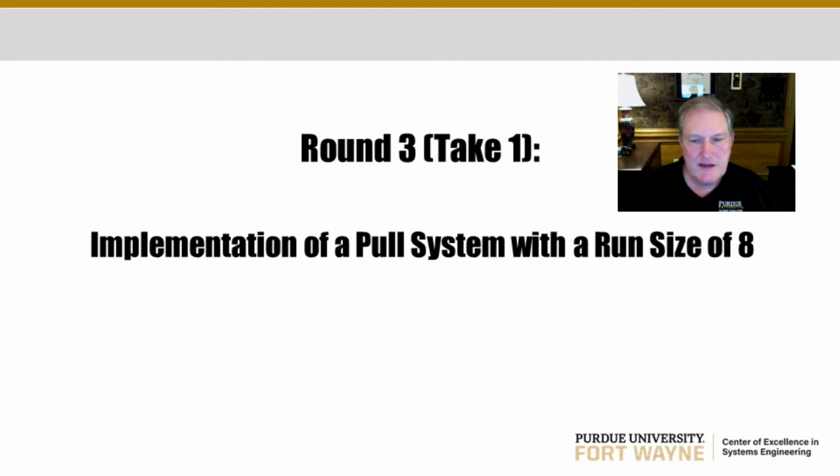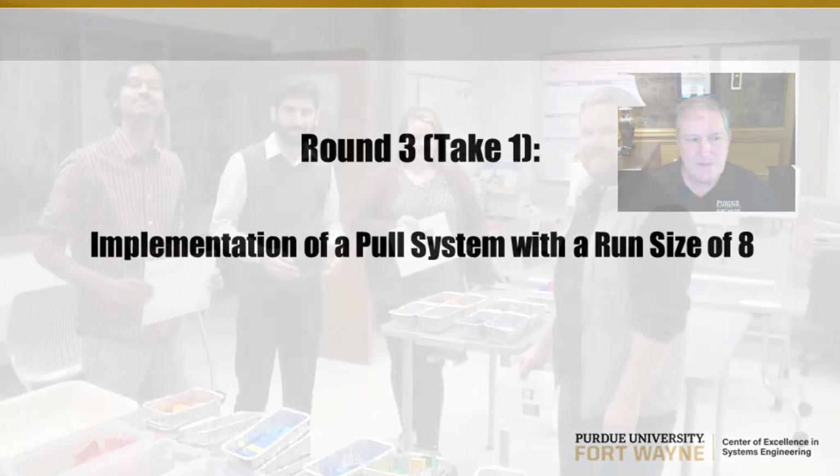In round 3, take 1, we're focused on connecting each of the operations in the system together via a pull system. The reason for this is to establish that communication about the demand from the downstream operation in terms of the upstream operation being able to produce the quantity required and the mix required by the downstream operation.